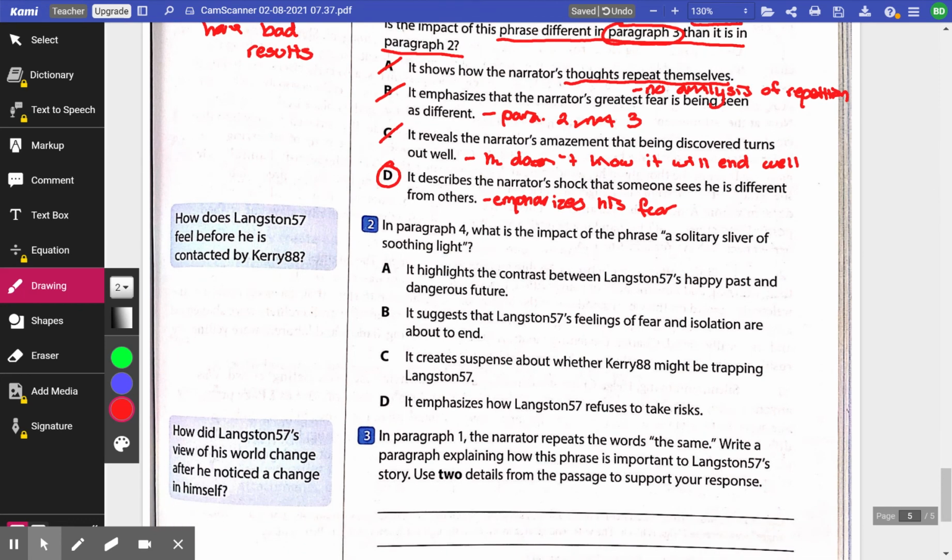All right, so now let's move on to question number 2. And let's look at our hint. Our hint says, how does Langston 57 feel before he is contacted by Carrie 88? Well, if you think back to your story, we know that before he is contacted by Carrie 88, he's repeating everything the same way. So he's basically living the same day over and over again. He has the same thoughts, the same feelings, the same emotions, but he's a little bit different, right? So number one, everything is getting repeated for him in the same way.